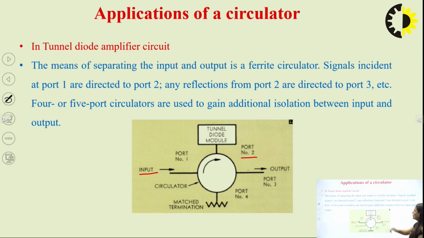Any reflection from port number 2 is directed to port number 3 here. It means if you are giving anything at port number 1, it goes to port number 2, and if any reflection comes, as the property of the circulator says, it is connected to the next port in this direction only. So any reflection will go to port number 3 itself, right? And you can use 4 or 5-port circulators to gain additional isolation between input and output ports.